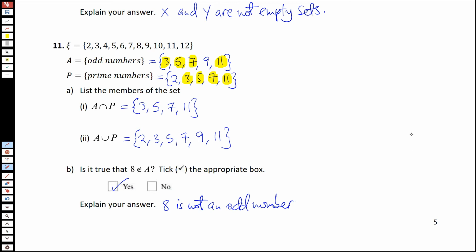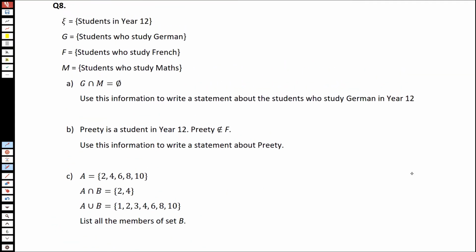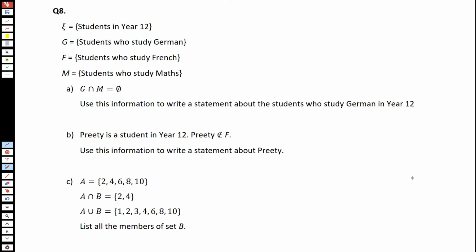Okay, number 8. So in number 8, we have a set. The universal set is students in year 12. Now G represents students who study German, and F, students who study French, M, students who study math. Now, then we have this notation here, which means that the intersection of G and M is an empty set.